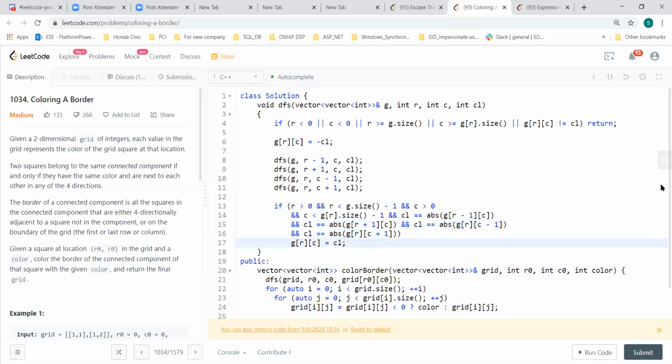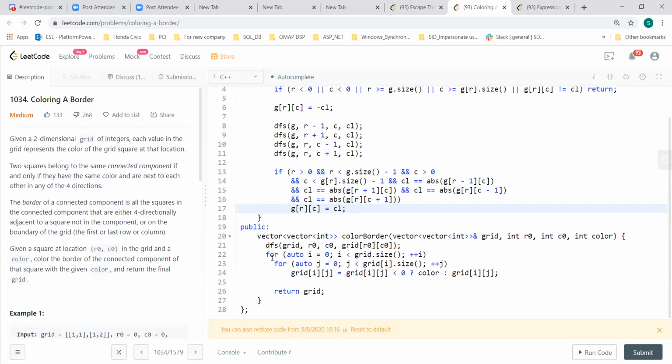And then when I come out of this DFS, in these two for loops, I'm traversing the whole grid again, looking for wherever my grid value is less than 0. Because I've already set the values of all my borders to negative. So when it is negative, I'm setting it to color, or else I'm retaining my original color.